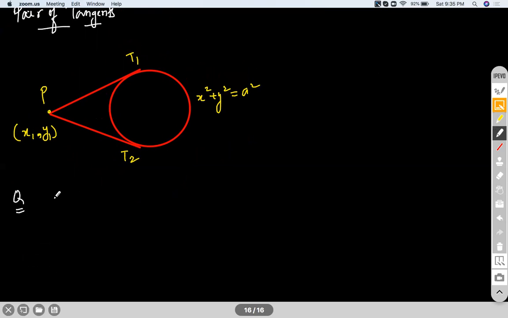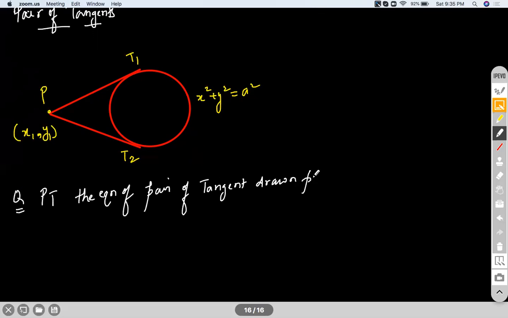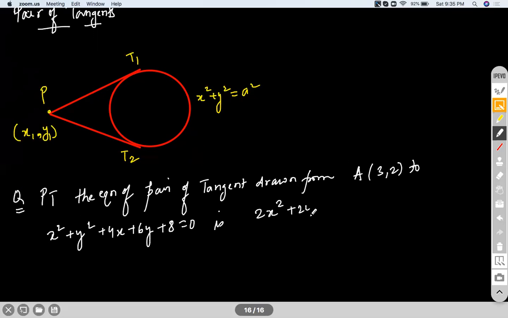Question is, prove that the equation of the pair of tangents drawn from a point (3, 2) to the circle x square plus y square plus 4x plus 6y plus 8 equal to 0 is 2x square plus 2y square minus 5xy minus 2x plus 7y minus 4 equal to 0. Basically, it was an objective question, but I gave you the answer so that you can prove it.